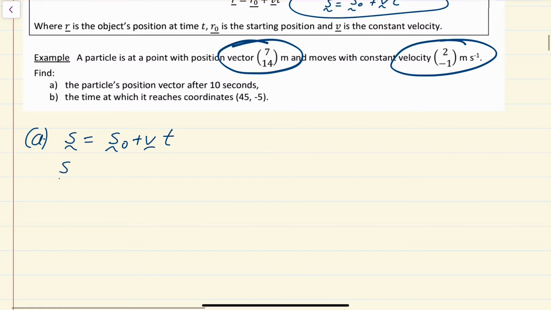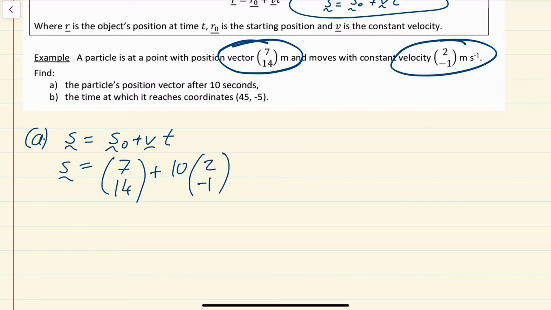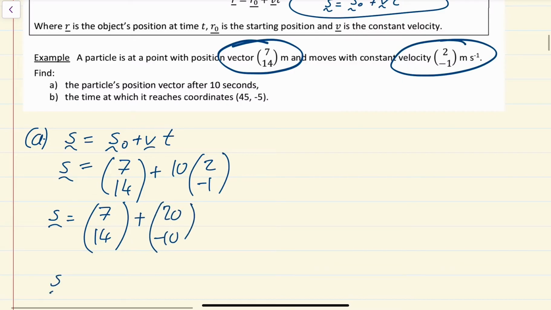So we want to find my final position vector. So it's going to be my initial position vector of (7, 14) plus my time times my constant velocity, which is (2, -1). So if we just do that out, that's just going to be (7, 14) plus (20, -10). And then if you do that out, what are you going to get? That's going to be (27, 4) meters is what my final answer is going to be.